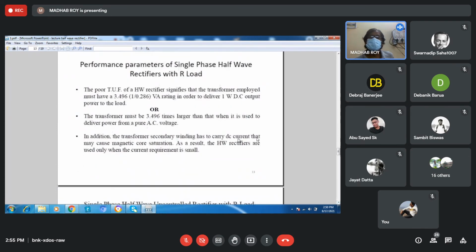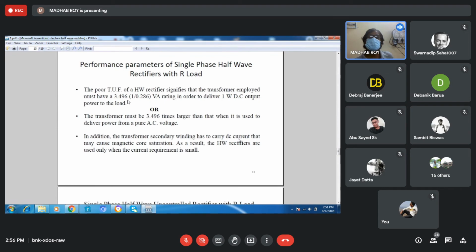Now the performance of the single phase half wave rectifier. So we can discuss now the poor transformer utilization factor of the half wave rectifier, which signifies that the transformer employed must have this VA rating. That means it is 0.286. So actually, that is the utility of this transformer.